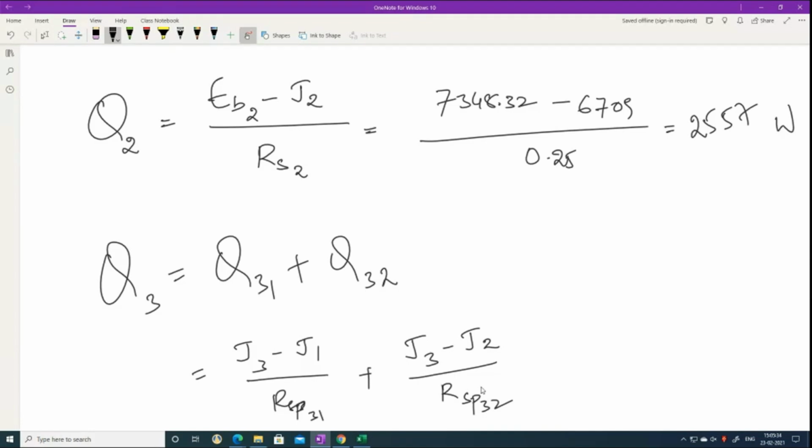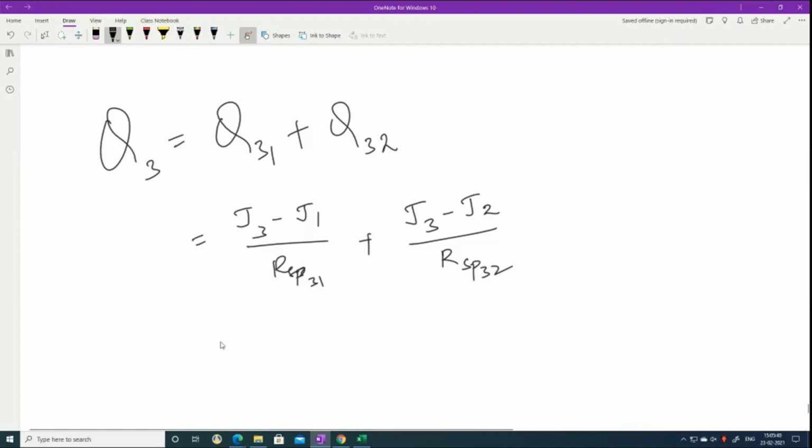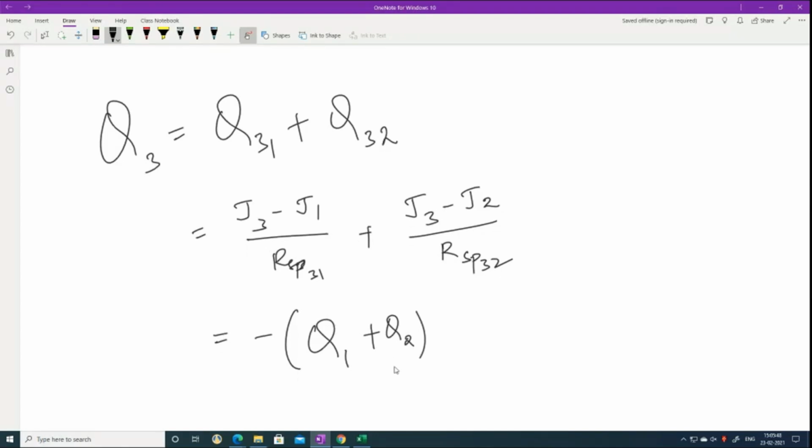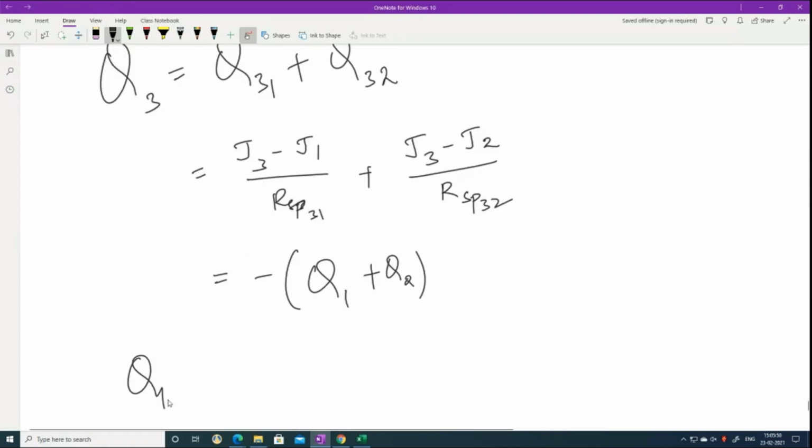So you have J1, J2, J3 with you. You can substitute and calculate this one. ఇది చేస్తే మీకు ఏమవుతుందంటే it will be equal to minus of Q1 plus Q2 అవుతుంది. సో అల్టిమేట్ గా ఏమవుతుందంటే మీకు ఇలా రావాలి, Q1 plus Q2 plus Q3 ఈక్వల్ టు 0 వచ్చిందంటే మీ ఆన్సర్ కరెక్ట్ గా వచ్చింది. లేకపోతే ఎక్కడ మిస్టేక్ చేసుకుంటాం.